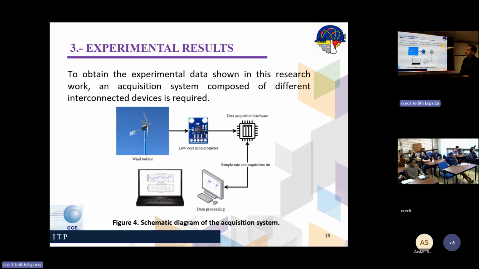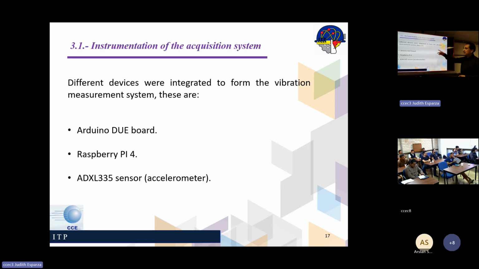So this is the schematic diagram of the measurement system: the Arduino, the Raspberry, and this sensor, which is an ADXL55 sensor.